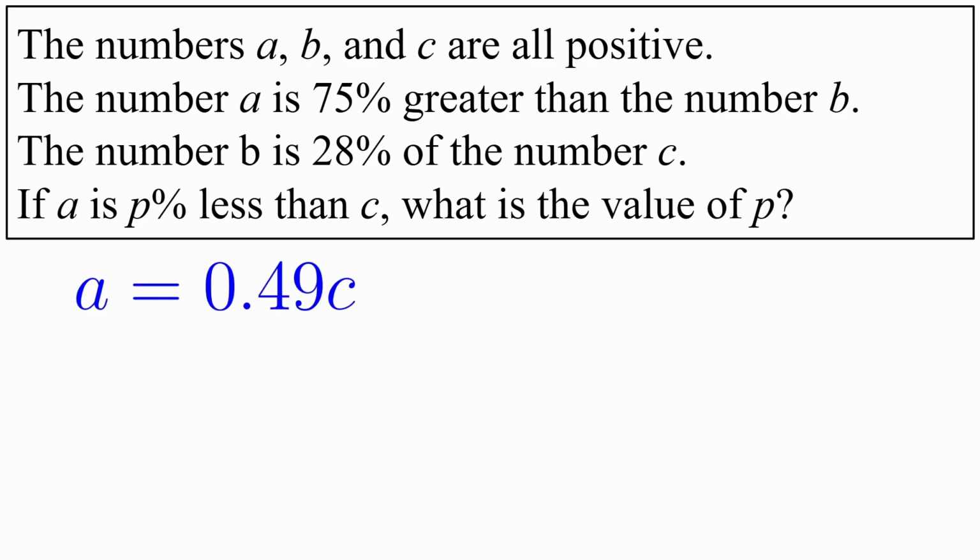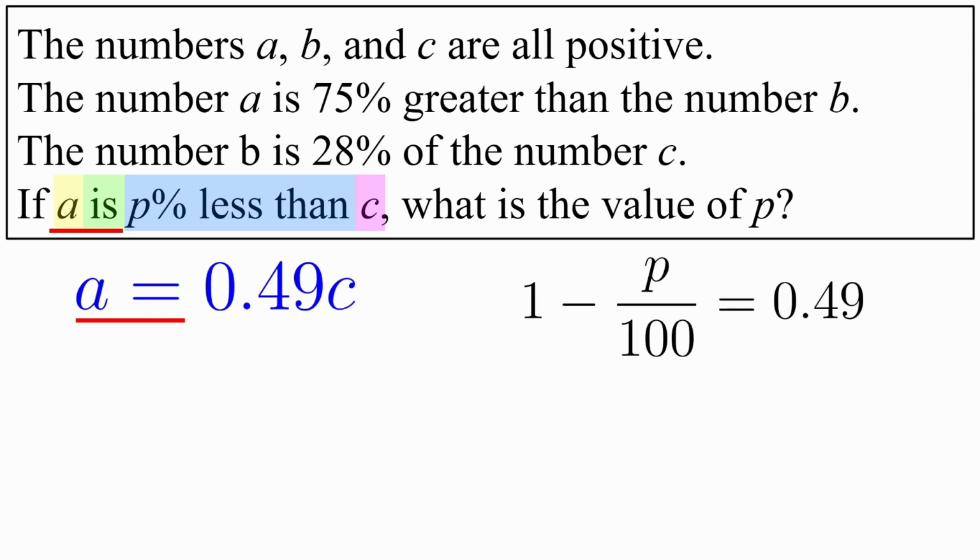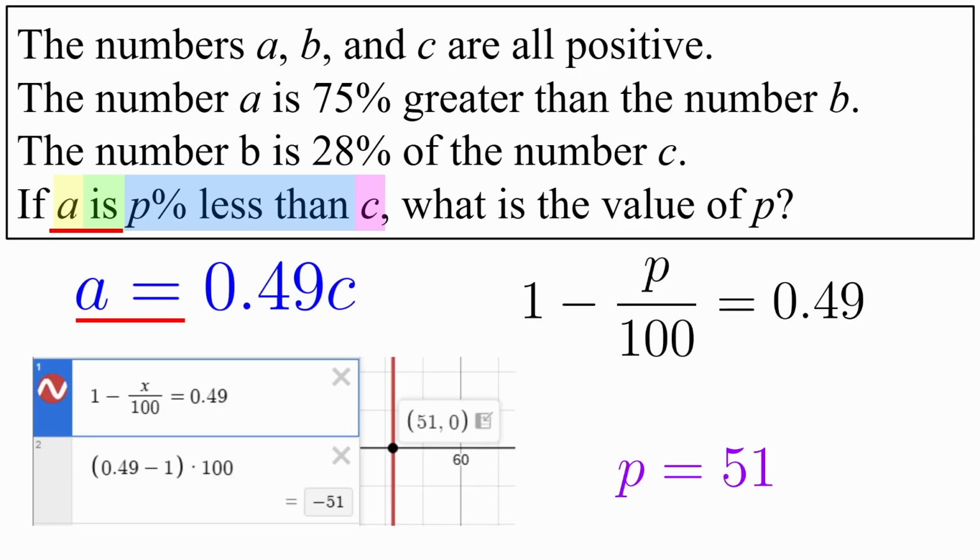Okay, so it says A is, so that means A should be isolated. A equals. So I think this equation is good. We don't need to find his counterpart. We're going to do P% less than, that multiplier is 0.49. And so I can write 1 minus P over 100 equals 0.49. And that, if you solve that equation, you'll get an answer of 51. We can also do the calculations on Desmos, kind of two good ways to do that. Seems like we did a good job.